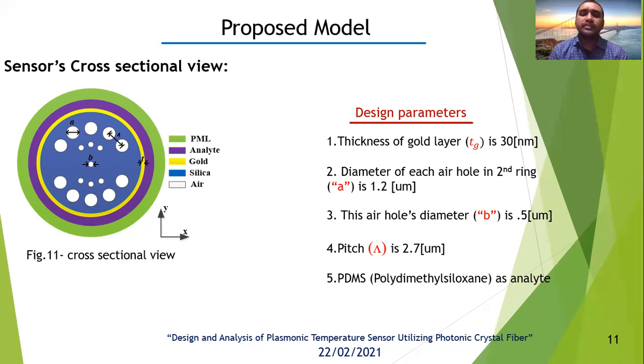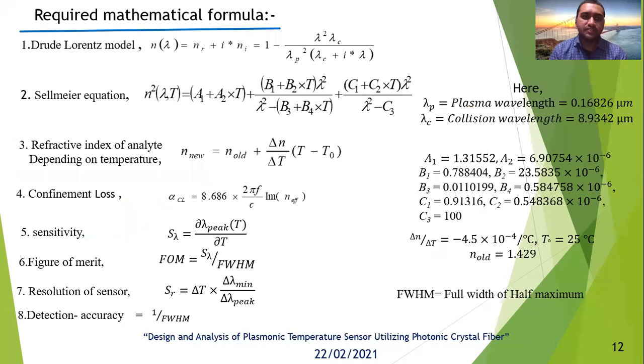The diameter of each air hole in the second ring, which is indicated by A, is 1.2 micrometer. And the air hole in the first outer ring, which is indicated by B, is 5 micrometer. The pitch, that means air hole to air hole distance, is 2.7 micrometer. Here we use PDMS, that means polydimethyl siloxane, as an analyte.